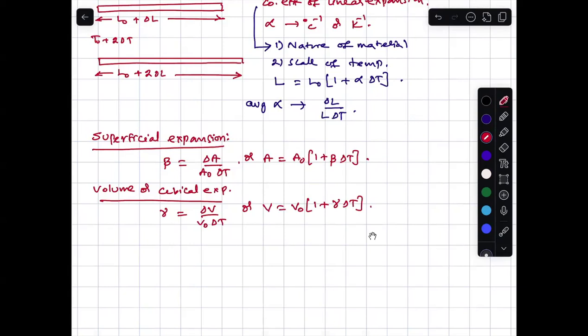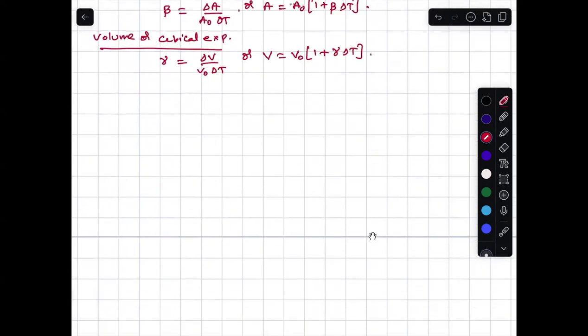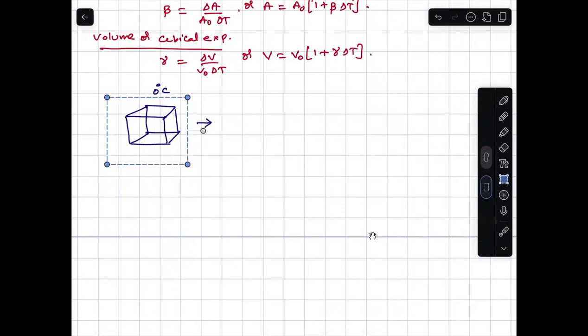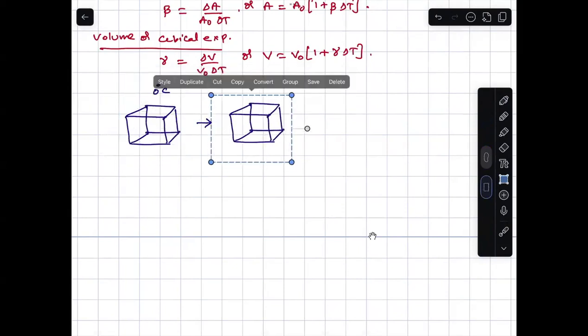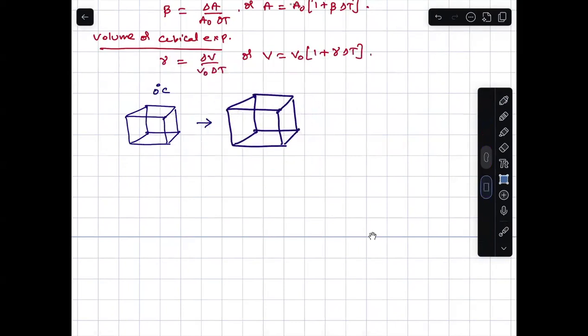This is all for solids only. Now you take a cube whose initial dimensions are 1 unit, say at 0 degrees centigrade. Now you have expanded this cube. What happens, because initially it is 1 meter.